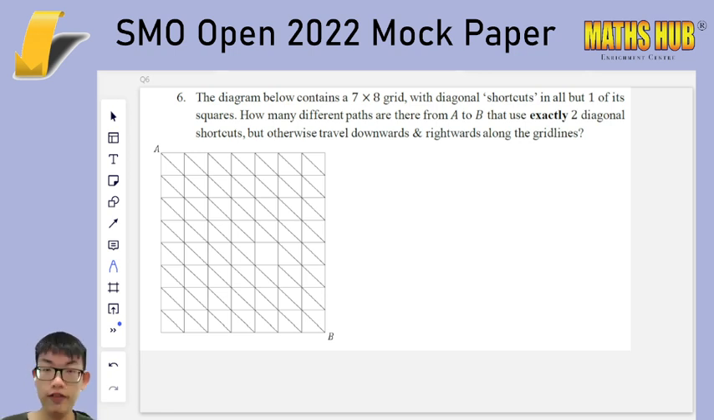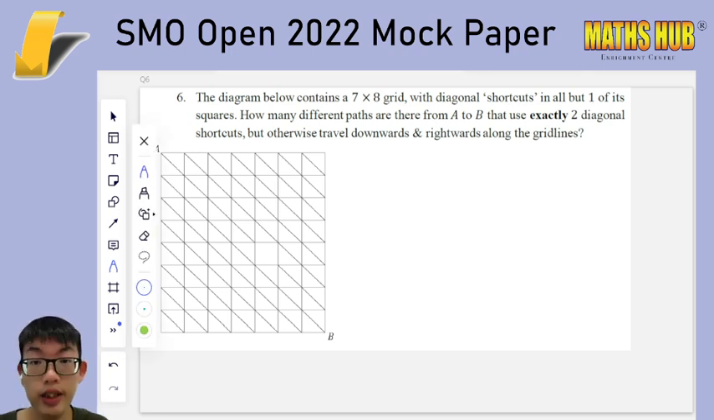Now, the first thing for such questions is that if you're unable to solve it straight away, try to solve a simpler version of the problem. And the simpler version of the problem perhaps would be if this line were drawn in. Now, how would we solve that version of the problem?